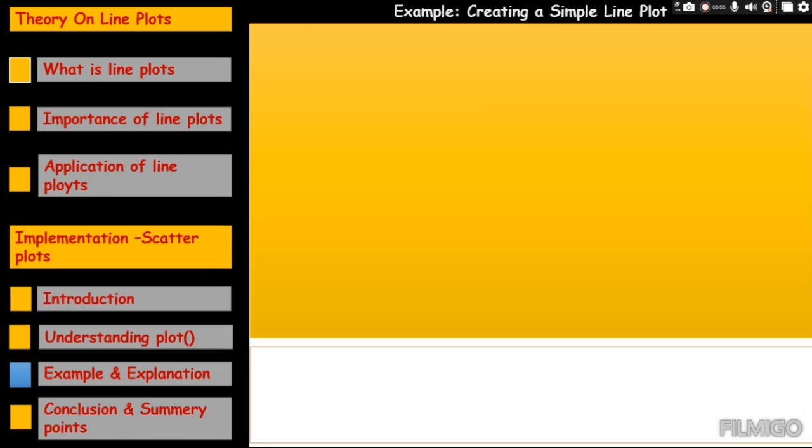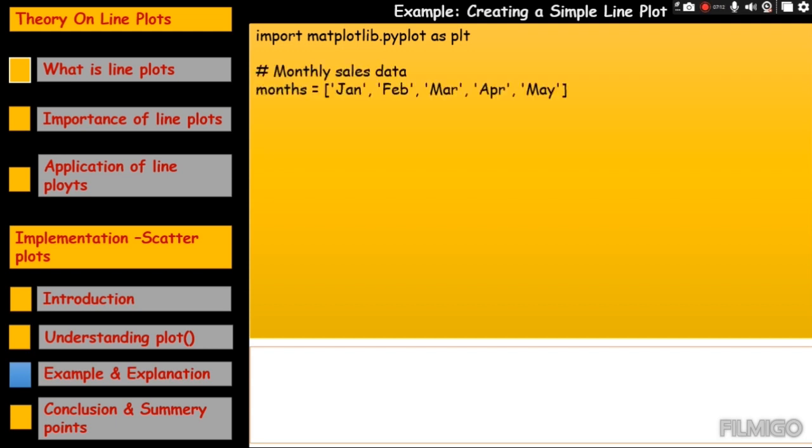Example: creating a simple line plot. Let's illustrate the usage of the plot function with a basic example. Suppose we have the following dataset representing the monthly sales figures for a retail store. Import matplotlib.pyplot as plt. Monthly sales data. Months equals Jan, Feb, Mar, April, May. Sales equals 10000, 12000, 11000, 13000, 12500.